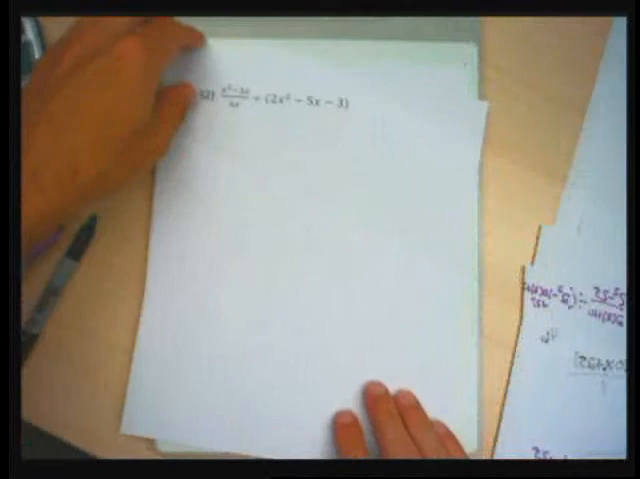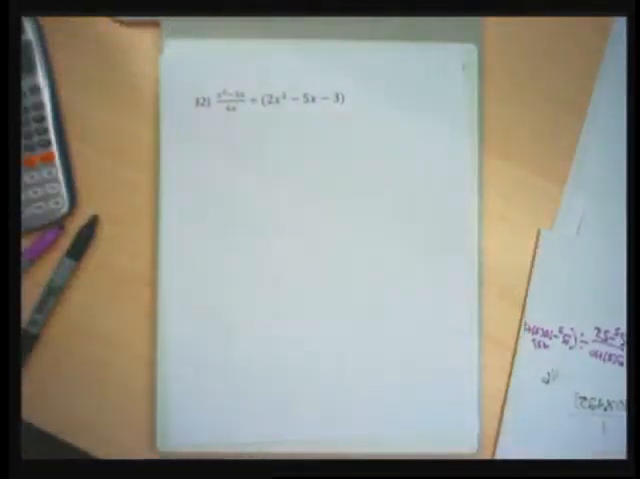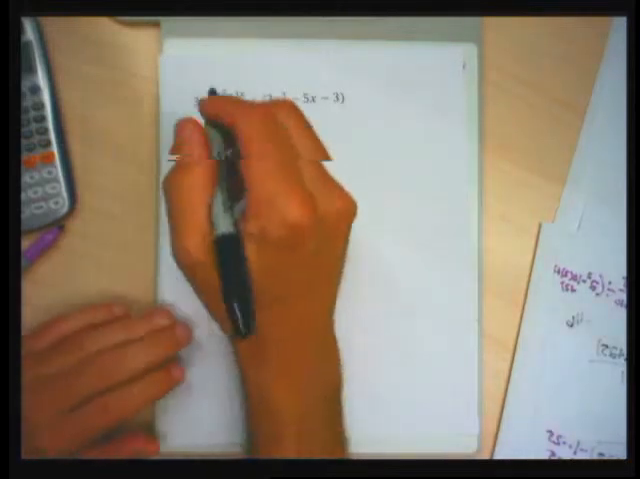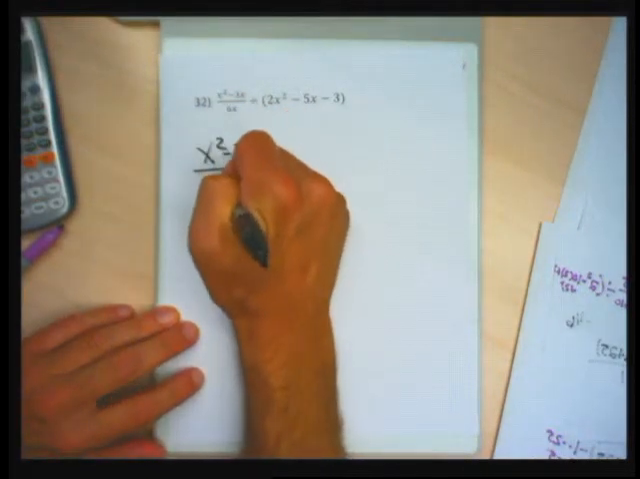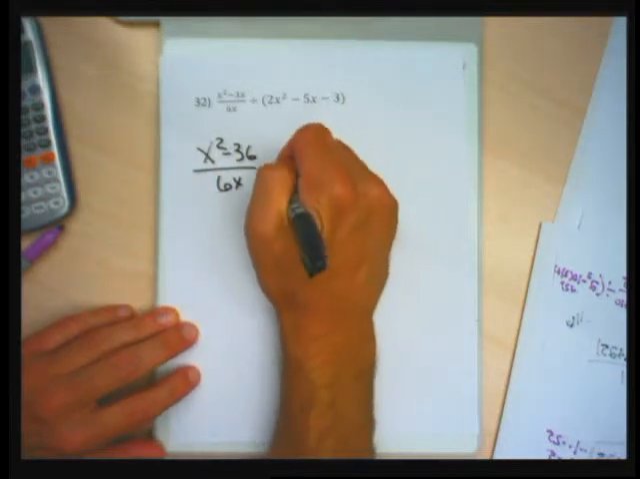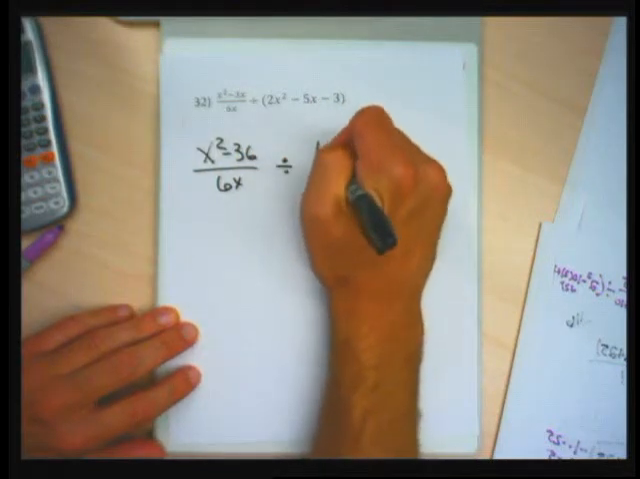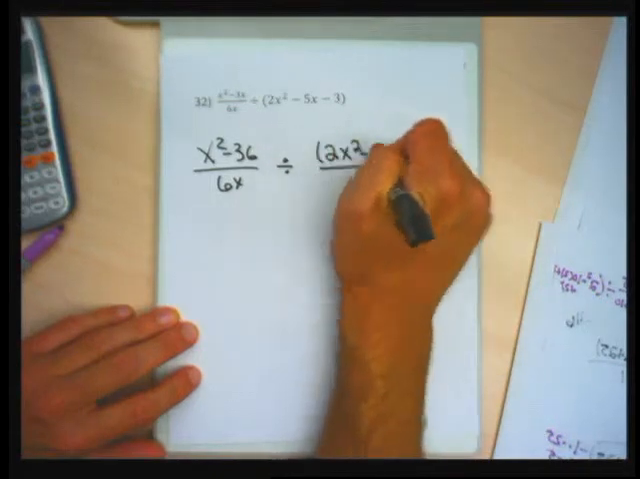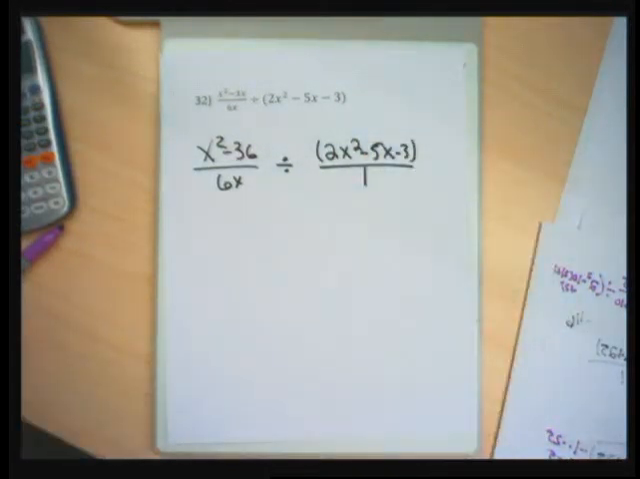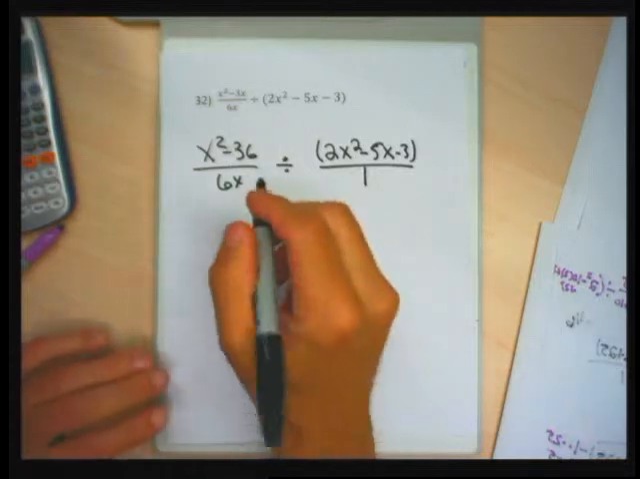Last problem. Same deal that I did for the last problem. I'm going to make this into two fractions. So I'm going to make this x squared minus 3x over 6x divided by 2x squared minus 5x minus 3 over 1. I like everything to be fractions when I'm multiplying and dividing by fractions. Now I'm going to flip.